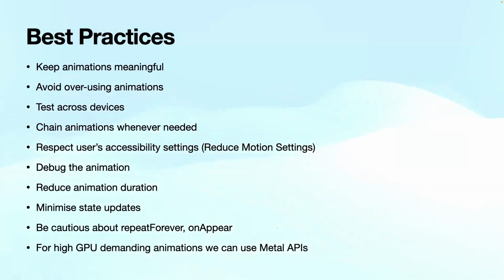And then respect users' accessibility settings. That's a very important point. Users have a setting in their mobile, under accessibility, where they can set reduce motion. That means they don't want to see many animations on their app. So we have to respect that. We have to check before triggering any animations whether that particular setting, reduce motion, is set. If it is set, then we should avoid or minimize the animations.